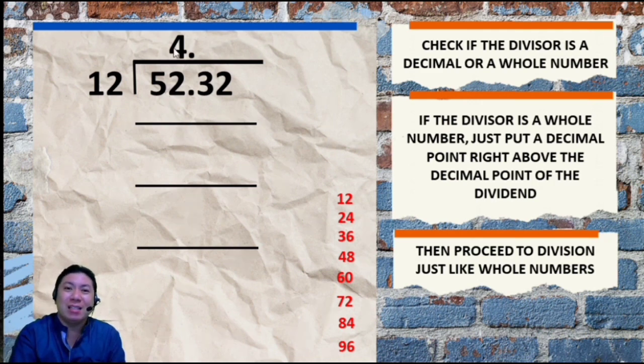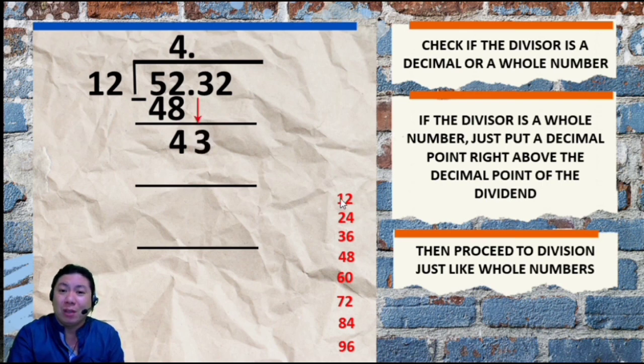Okay. Next, 4 times 12 is 48. Then subtract. 52 minus 48 is 4. Bring down 3. Now, pupunta ulit tayo dito sa ating guide. So, we have 43. No? So, we're looking for the nearest lower product. So, 43. Malapit sa 43 na mas mababa or equal.